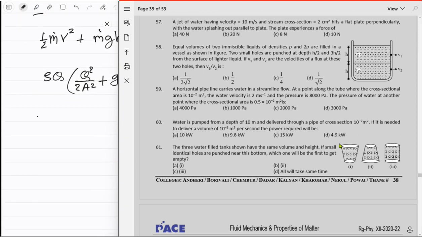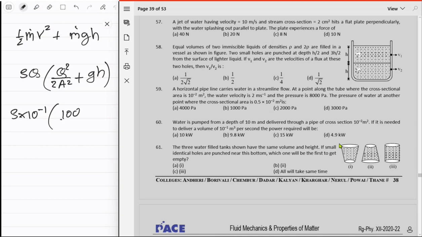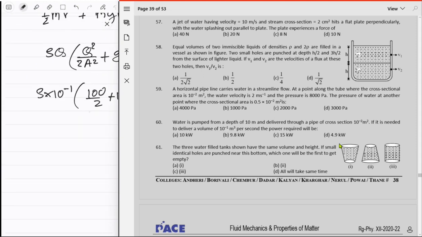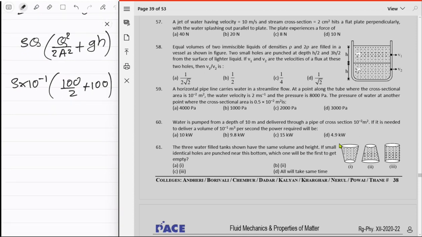So rho, what is q? It's 10 power negative 1. Q upon a, 10 power negative 1 upon 10 power negative 2. Yeah, 10 power 1. So just that's what 100 upon 2. Plus gh. H is 10, g is 10, is plus 100. Looks about right. So just, you know, 300 upon 2. Like 150 times, it's just 15 times rho. It's 10 power 3. Yeah, that's the thing. Just 15 times 10 power 3 in watts, right? That's what I said. So just 15 kilowatts, which is C.